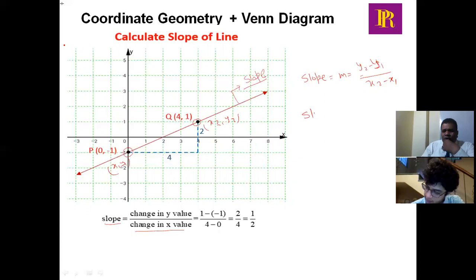Also, in some books you find the slope described as rise over run. They use this simple terminology, rise over run. Rise means how much the y coordinate changes from here to here, this much rise. Run is from here to here, this much run. So basically this divided by this is the slope of the line. Is that clear? Yes. Great.